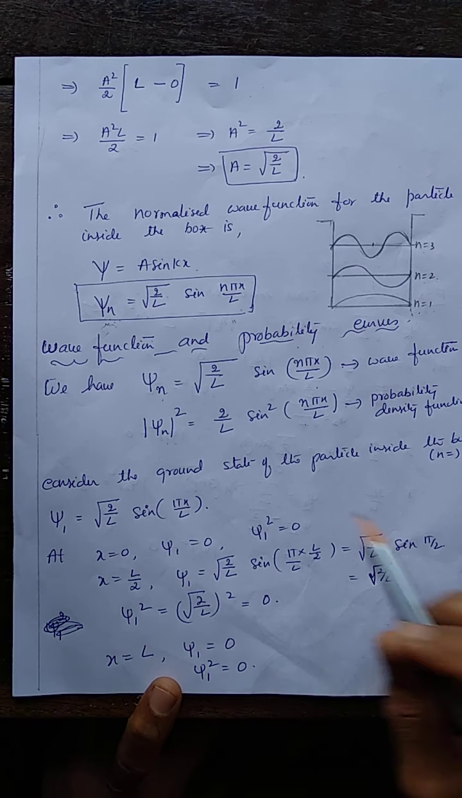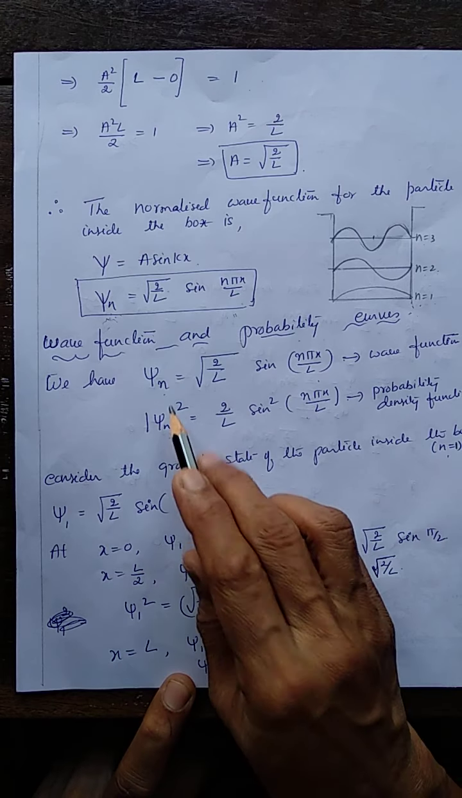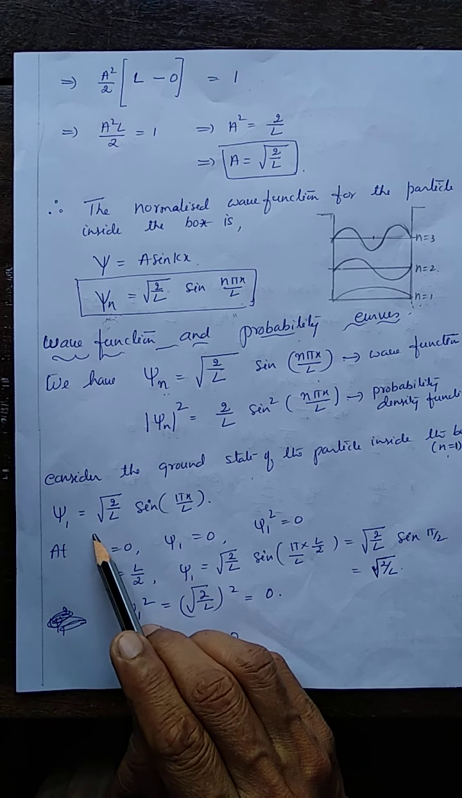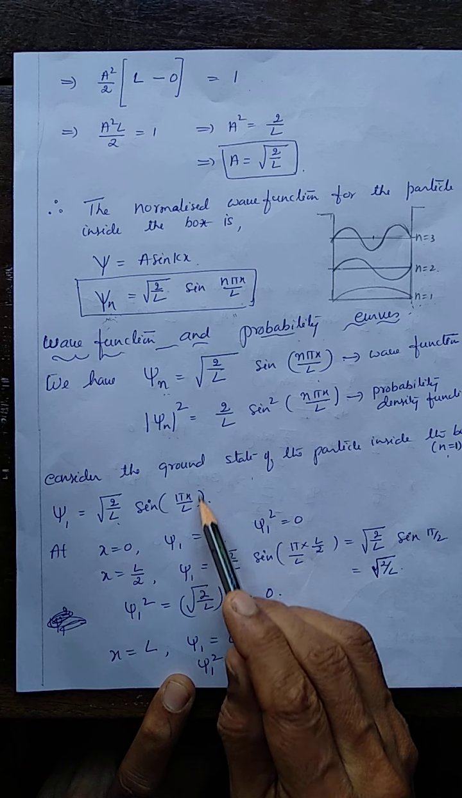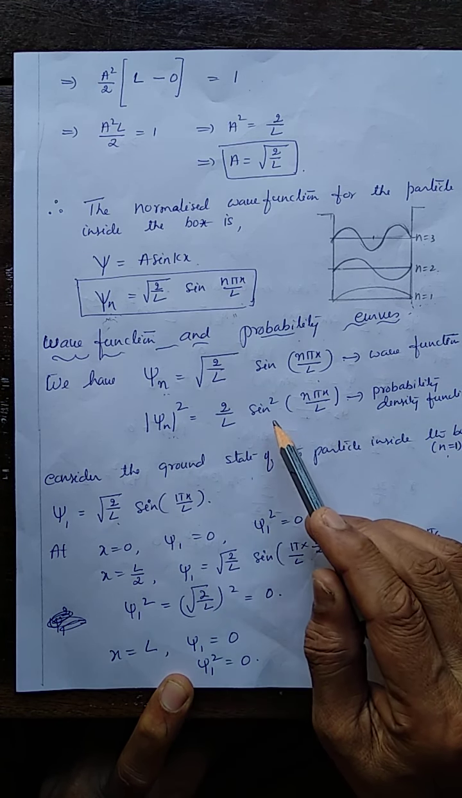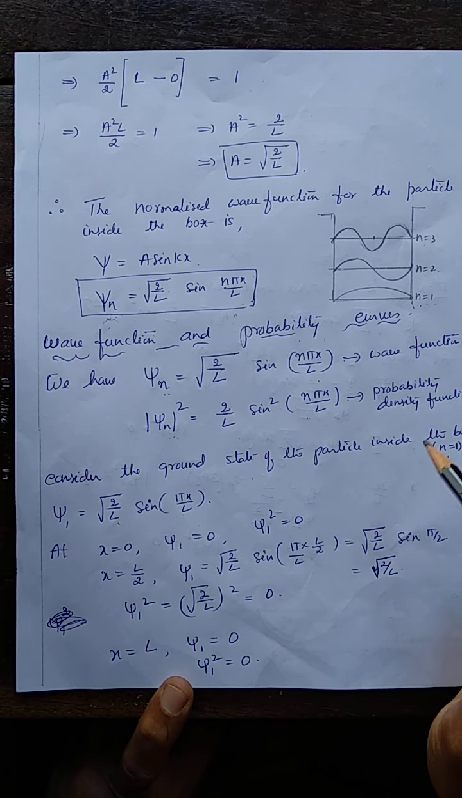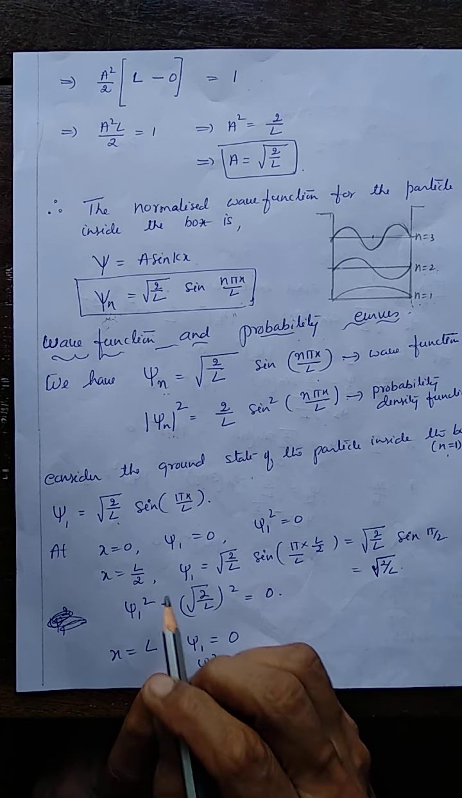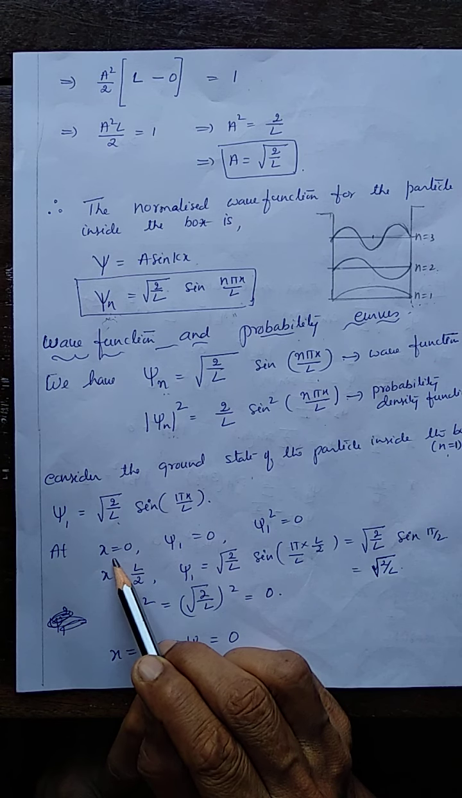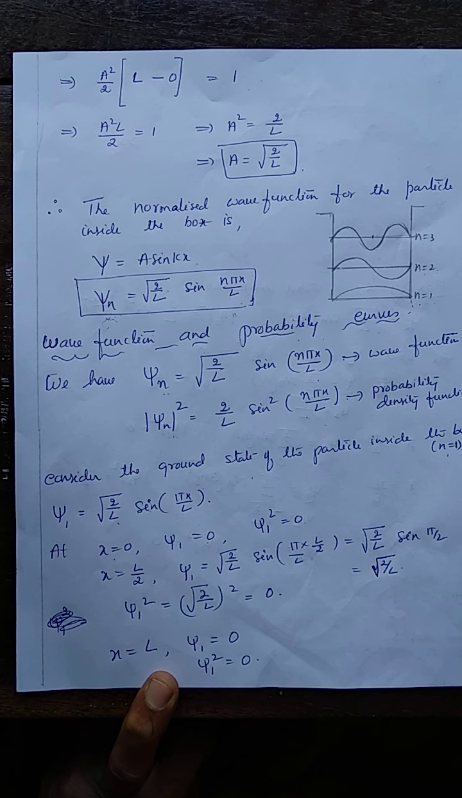Consider the first state, the ground state, n equal to 1, the particle inside the box. Then what about psi 1? Psi 1 is root 2 by L sine pi x by L. What about psi 1 square? It is 2 by L sine square pi x by L. These are the wave function and the probability function corresponding to n equal to 1. Now, at x equal to 0, what about psi 1? Sine 0 is 0, so psi 1 square is also 0.